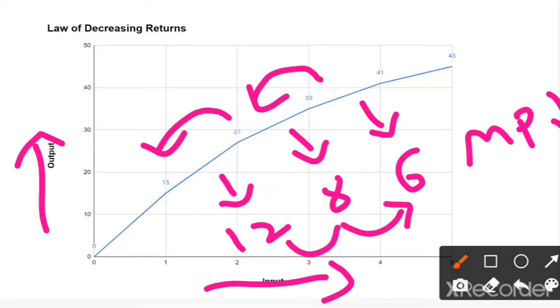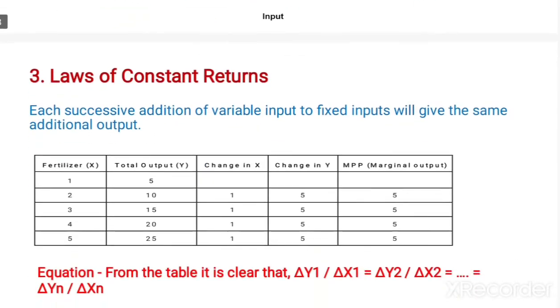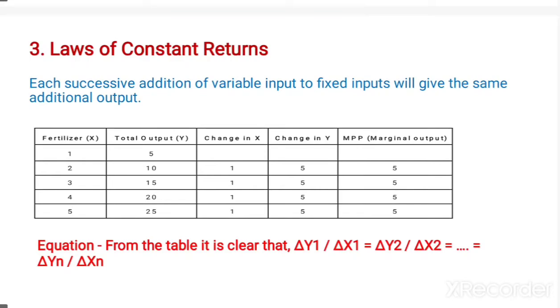In the previous case, that is in the law of increasing returns, this difference was increasing from one unit to the other. So that's why it was taking a convex shape, and this one takes a concave shape. Increasing return is convex, decreasing returns is concave. Fine, so that's all about your second law, and this is the last law. If you study this law, we'll end this chapter.